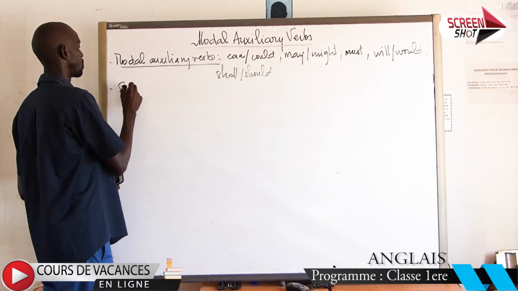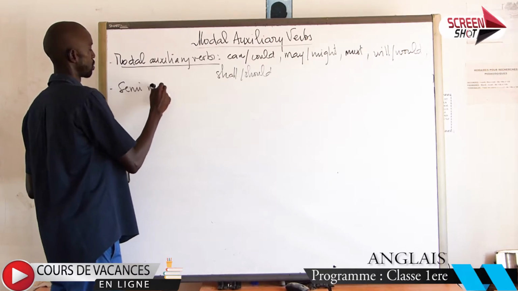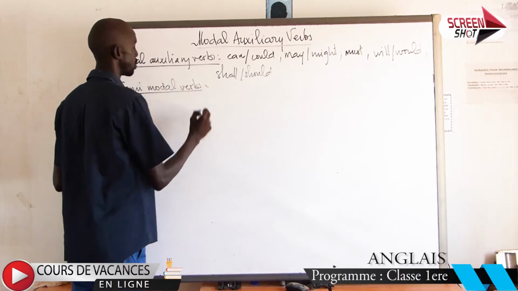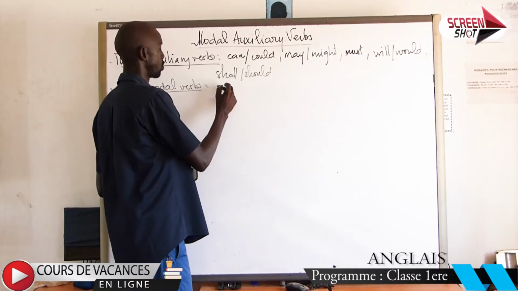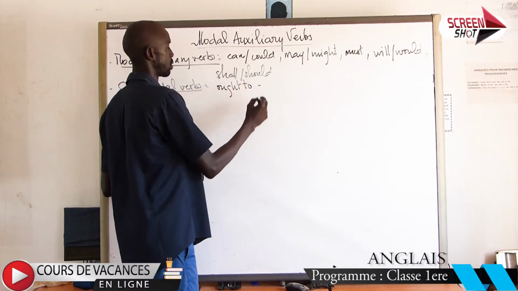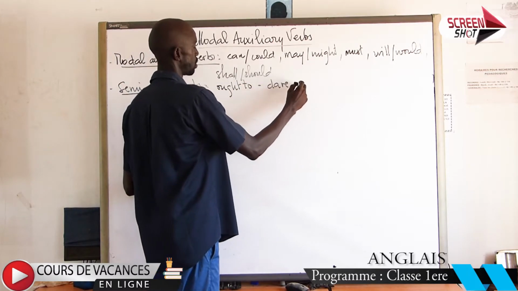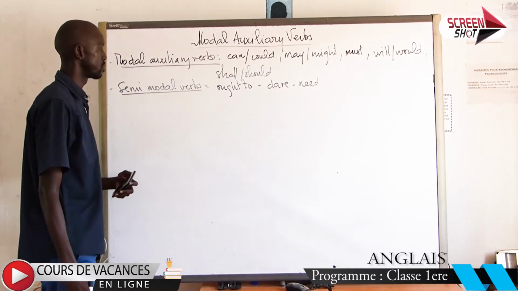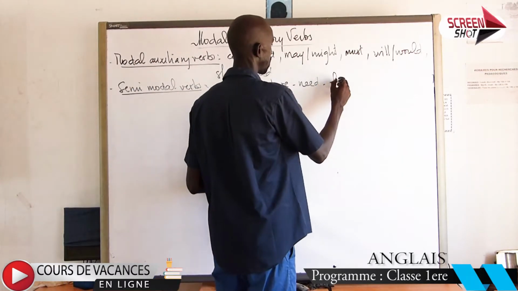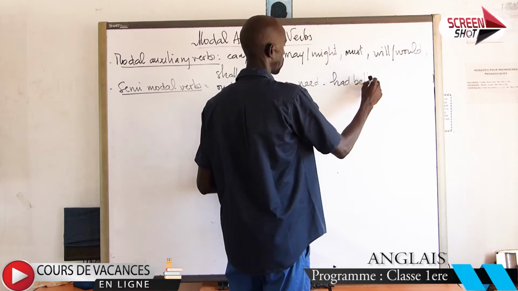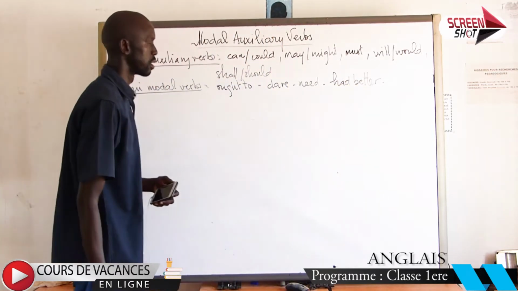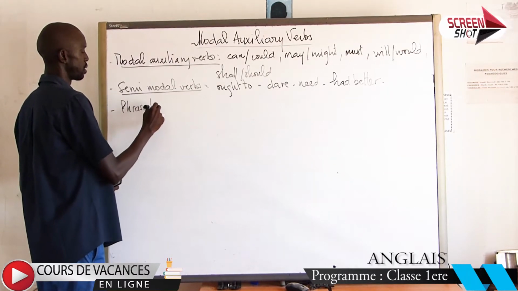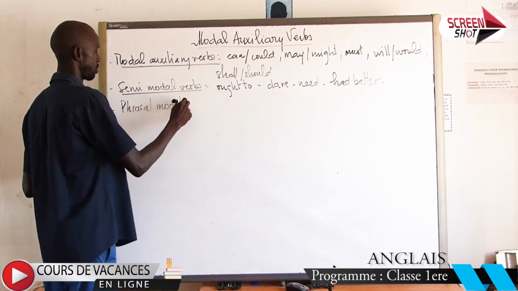And after that we have what we call the semi-modals. There we have, as an example, ought to. We have dare. We have need. They are what we call the semi-modals, and we also have had better. We have another part that we call the phrasal modal verbs.